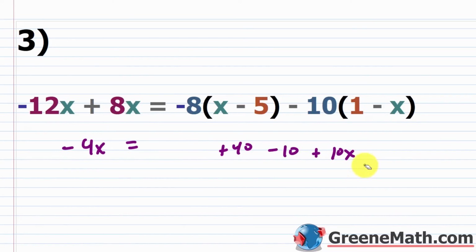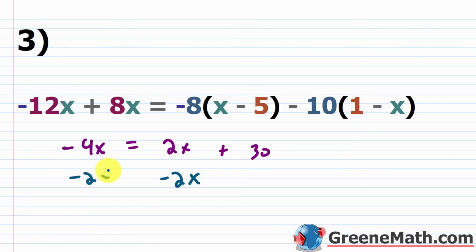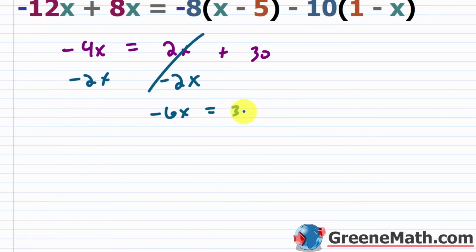So let's just do this in line. I'll just say this is 2x like this. And then 40 minus 10 is going to be 30, so let's put plus 30 like that. I'm just going to go ahead and subtract 2x away from each side of the equation. So like this, and this will cancel. And I'll have negative 6x is equal to positive 30.